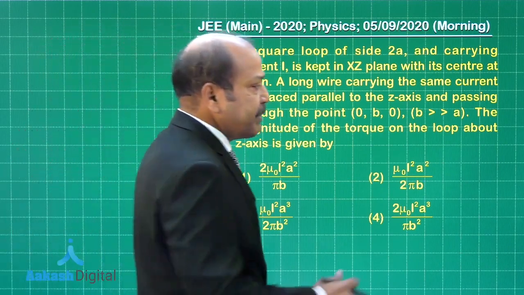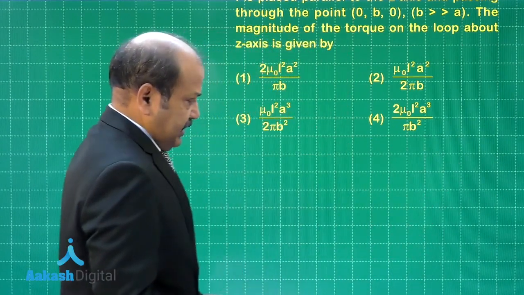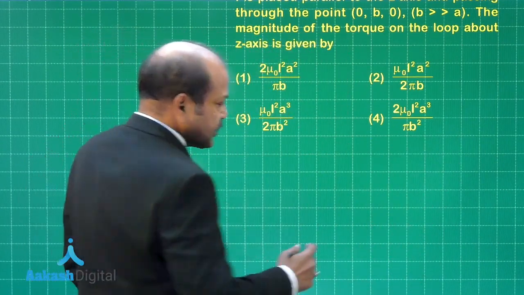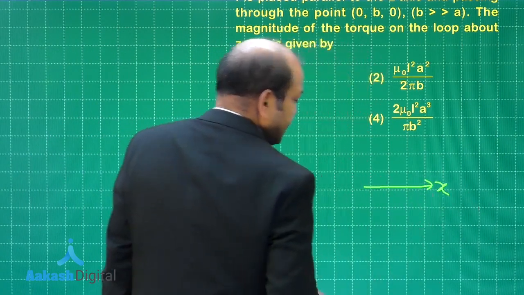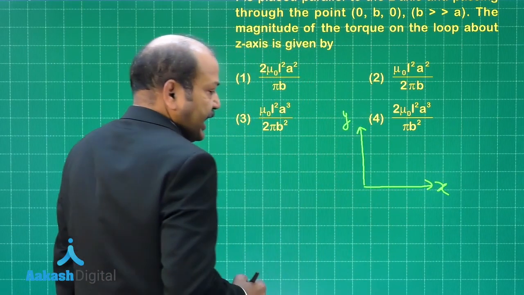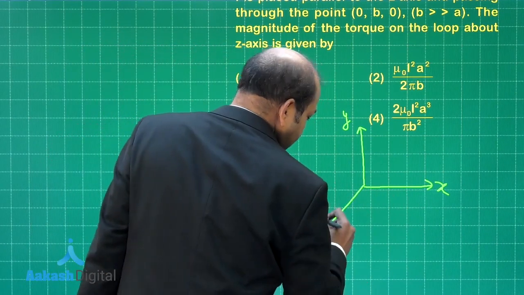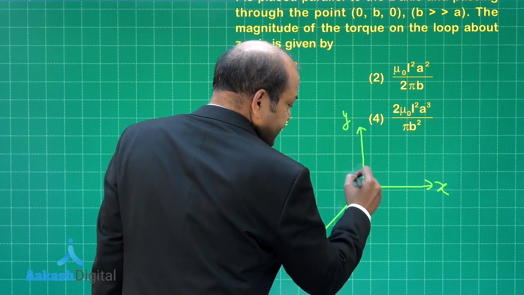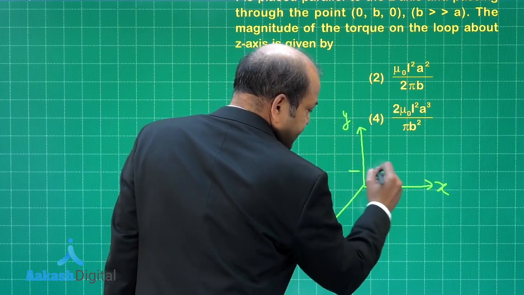Let us depict the situation with the help of a diagram. Let us say that the loop is placed in the xz plane. Let this be the x axis, this be the y axis, and of course this is the z axis, which is coming outward. The square loop is placed something like this, in the xz plane.